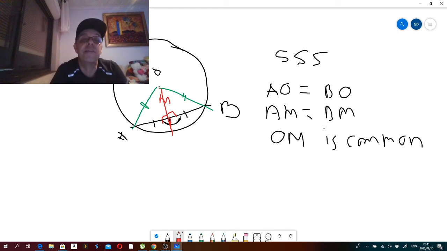We've now proved that the angle that is created by a radius which bisects a chord will always be 90 degrees. This is an important proof to remember. You don't have to be able to do the proof, but you must remember the conclusion from the proof. All right, so that's question number 2. Let's have a look at question number 3.